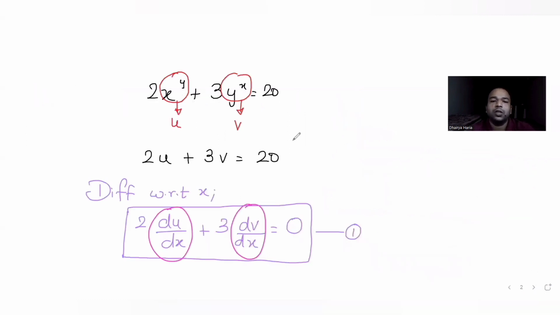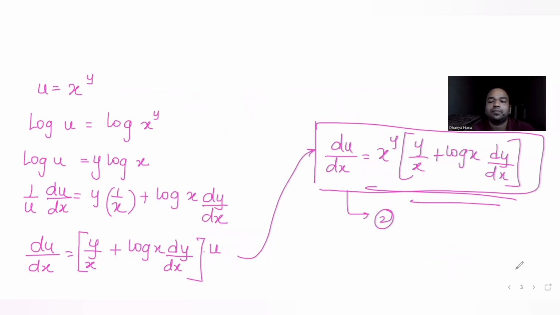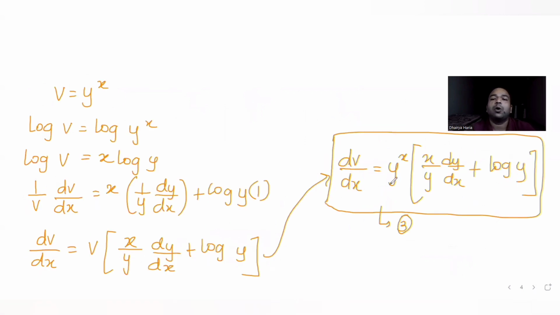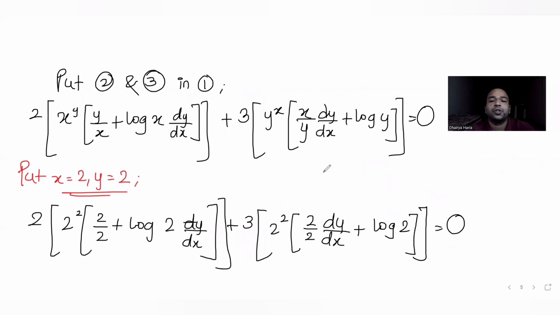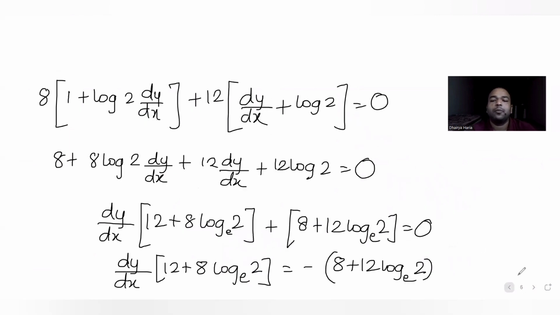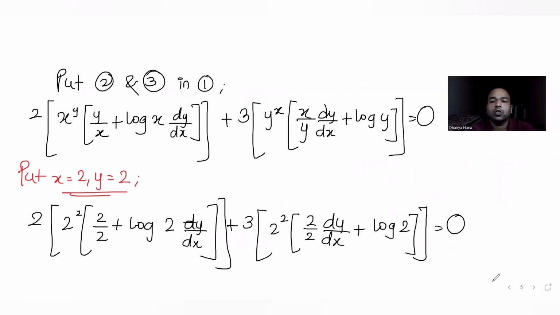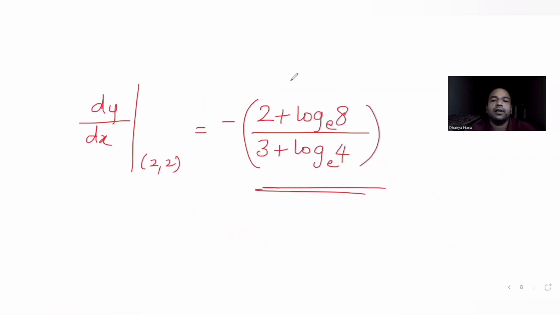So what we did was, first we took this as u and took this as v. Then we found out du by dx and dv by dx separately. Once we found that out, we just substituted that in the expression. And we solved that further, putting x and y equal to 2. So we got dy by dx entirely after solving as this, which matches with option B. I hope you have understood how to solve this type of questions.